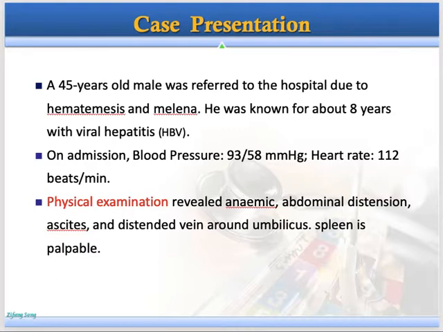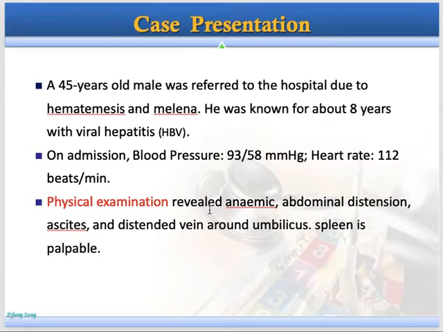A 45-year-old male was referred to the hospital due to hematemesis and melena. What is hematemesis? Of course, vomiting blood. He was known for about 8 years with viral hepatitis HBV. On admission, the blood pressure was 93 by 58 and heart rate was 112. What they wanted to show you here is hemodynamic instability. The blood pressure is decreased and the pulse is increased. So the patient is in shock.